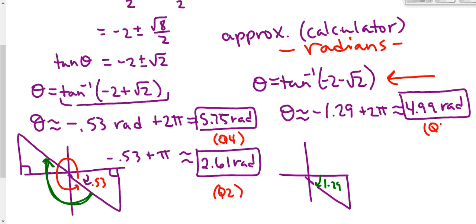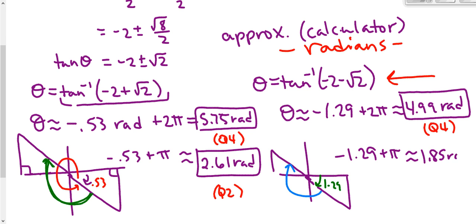And just like we saw in the previous part of the problem, there's also going to be a quadrant 2 answer. So we're going to take our 1.29 radians and add pi to it, and that's going to take us to the one that's over there in quadrant 2. That is 180 degrees, or half a circle, pi radians away from the one we just got. So when we add pi to our answer, we end up with 1.85 radians. So this problem has 4 approximate answers. 2 answers from quadrant 2 and 2 answers from quadrant 4.